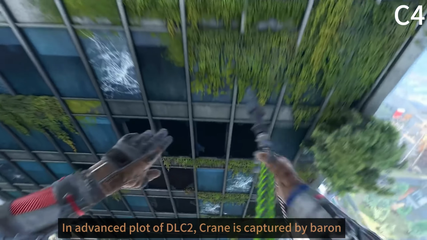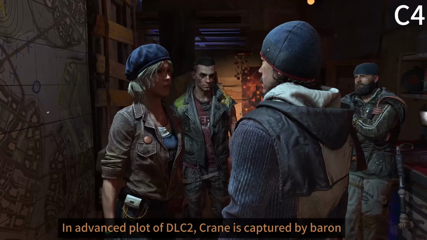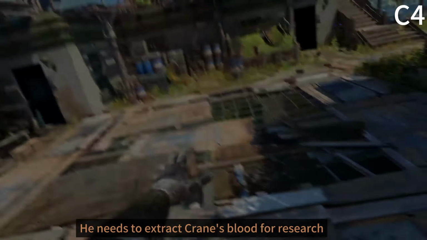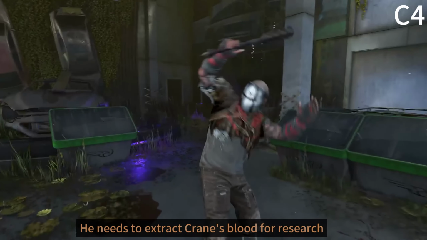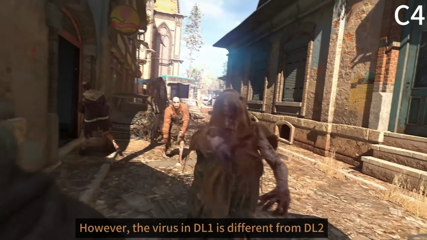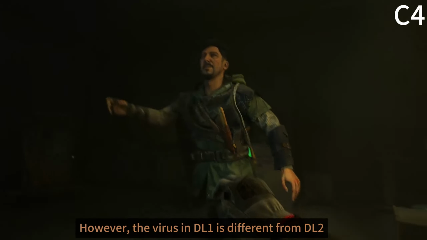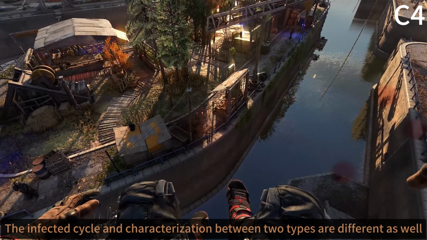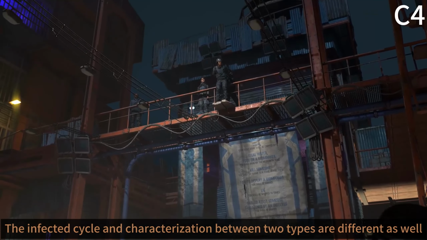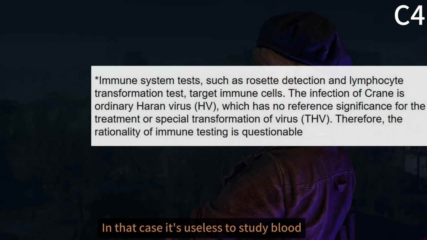In advanced part of DLC 2, Crane is captured by Baron. He needs to extract Crane's blood for research. However, the virus in DL1 is different from DL2. The infected cycle and characterization between two types are different as well. In that case, it's useless to study blood.